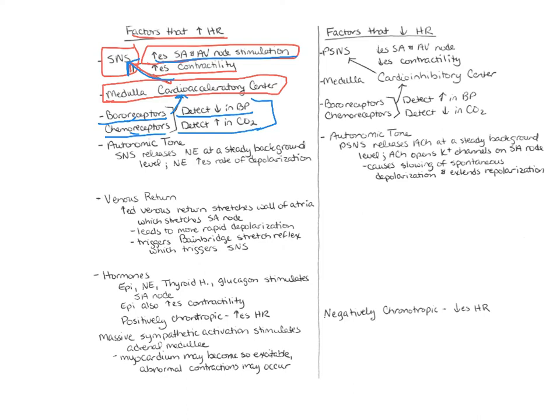We also have what's called autonomic tone. And in autonomic tone, the sympathetic nervous system is releasing norepinephrine at a steady background level. And norepinephrine will cause the depolarization to increase. It'll make the SA node depolarize faster, and that will increase your heart rate.